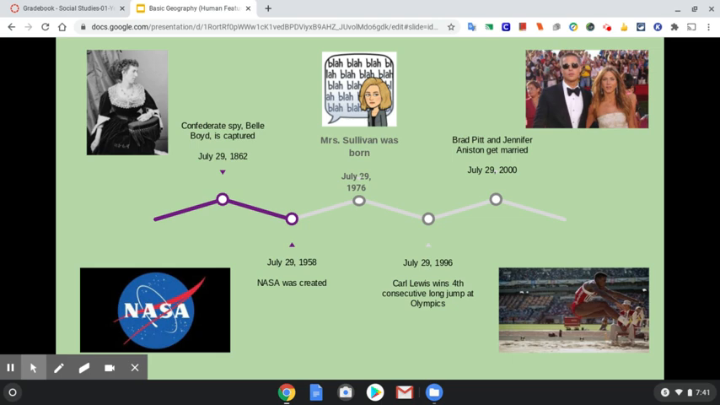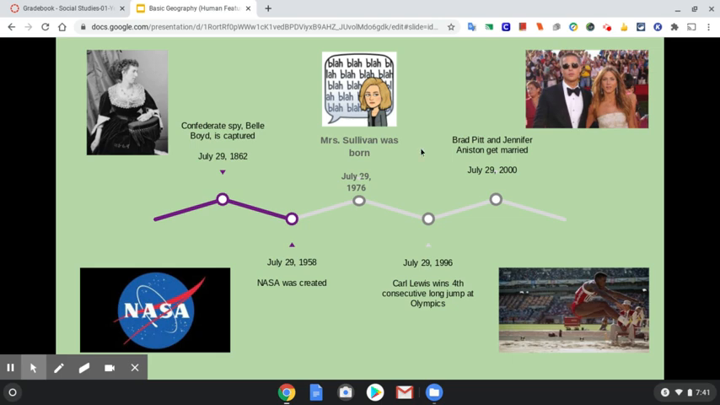So I have my birth date there in the middle, and then I have 2 things that happened before and 2 things that happened after. So the 2 things that happened before, in 1862, on July 29th, Confederate spy Belle Boyd is captured. On July 29th, 1958, NASA was created. And then after I was born, on July 29th, 1996, Carl Lewis wins his 4th consecutive long jump at the Olympics. And July 29th, 2000, even though they didn't last, Brad Pitt and Jennifer Aniston got married.